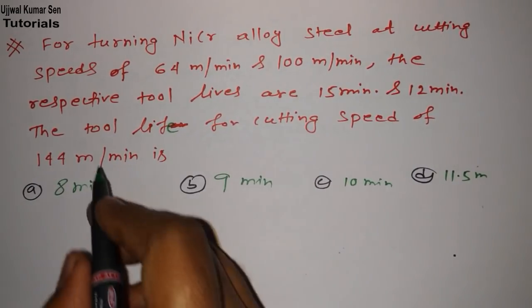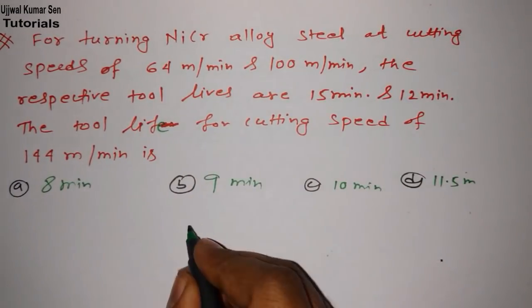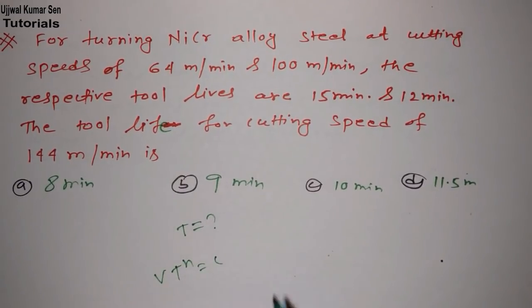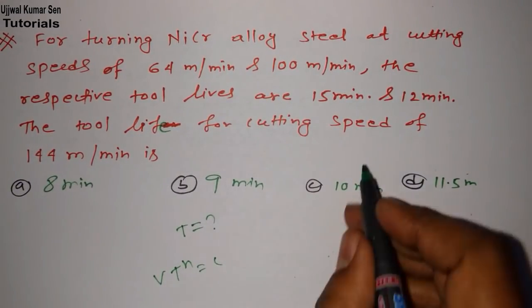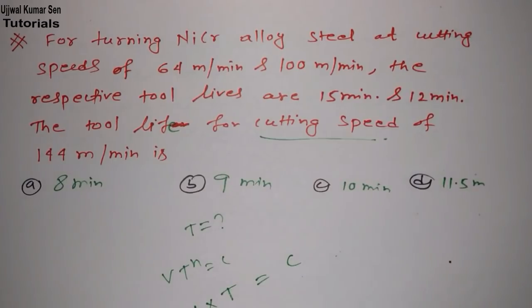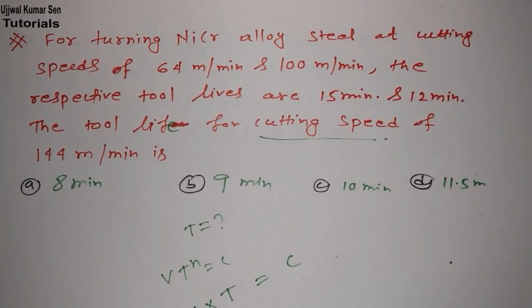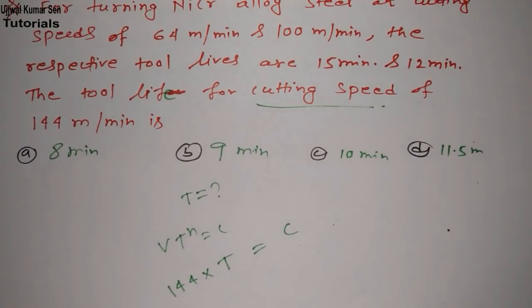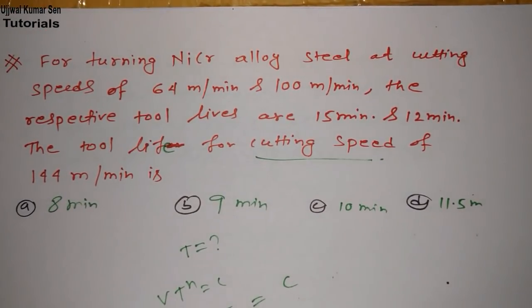What I have to find out is the tool life for the cutting speed, so T is equal to what. I will write the equation V T to the power n is equal to constant, and put the given cutting speed in place of V to find the tool life. If I can manage to get the values of n and C, I can find the answer. Now I'll read the question.